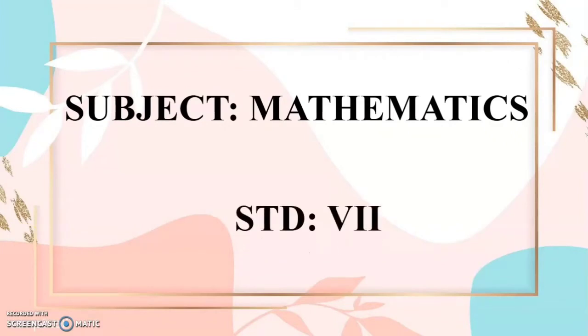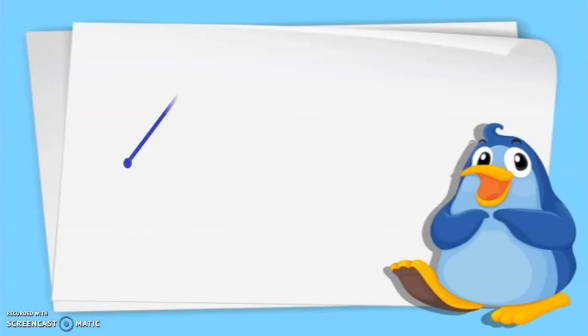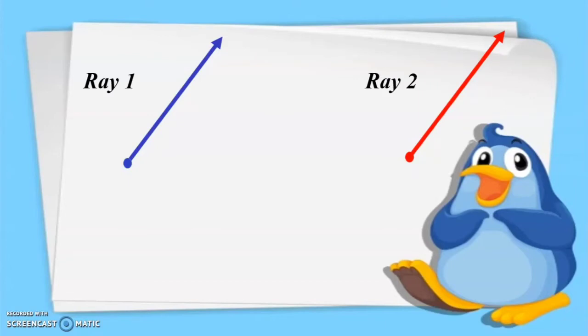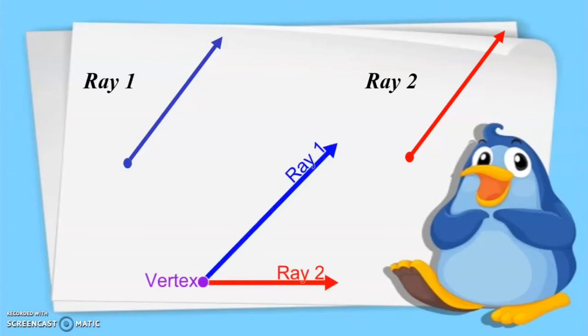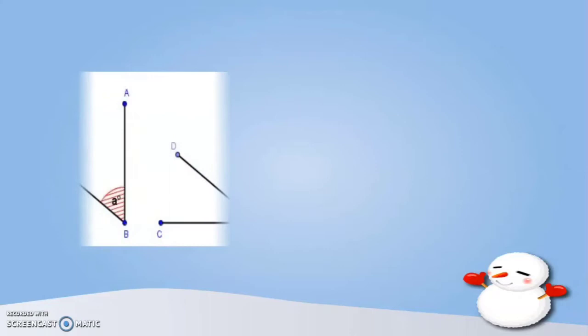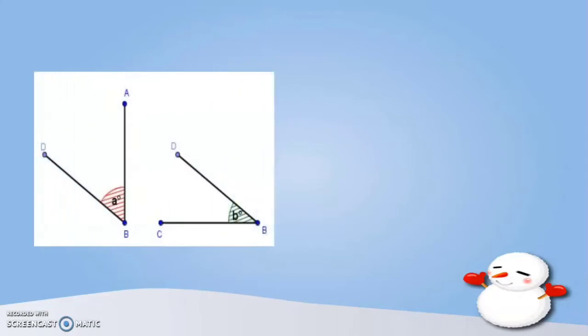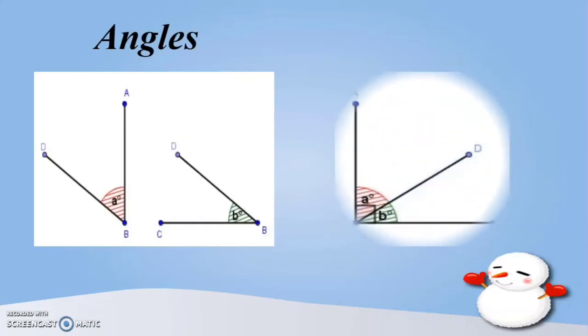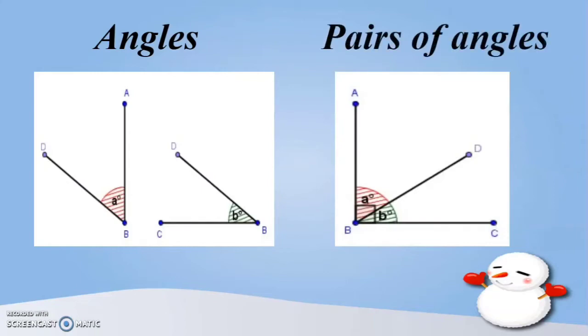Before we begin our topic, let me revise a few concepts done in the previous class. We have ray 1 and ray 2. When these two rays join together, they form an angle. And these angles have different forms or types. But when these angles come together or meet at one point, we get pairs of angles.